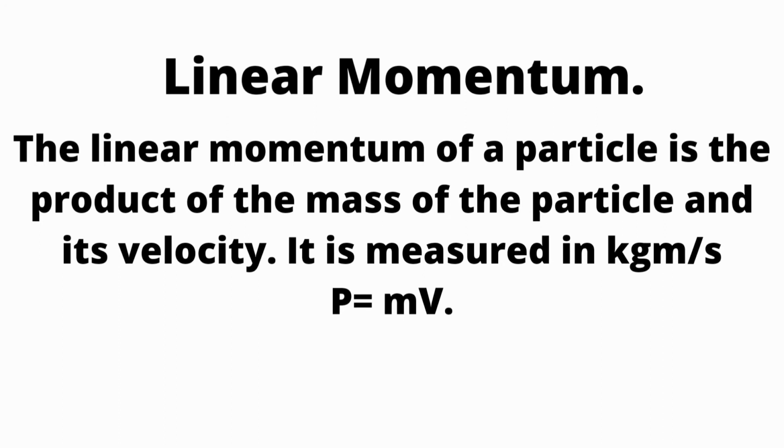Linear momentum. The linear momentum of a particle is the product of the mass of the particle and its velocity. It is measured in kilogram meters per second and is written as p is equal to mv.